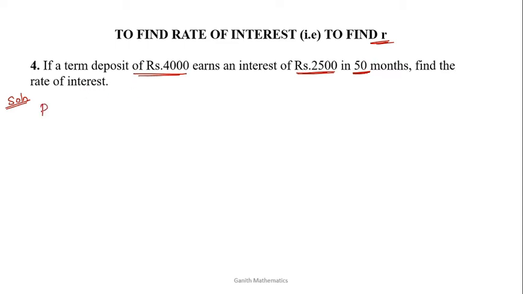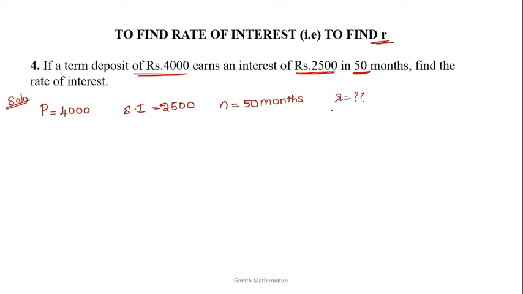So we know that P is 4,000. Simple interest is 2,500 and N is 50 months, right? But usually we do calculation in years, so we are converting this month into year, and find the rate of interest. We are going to find R.